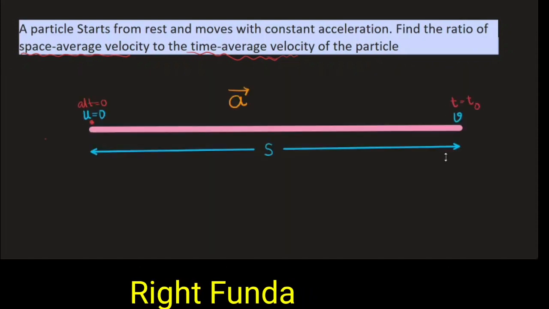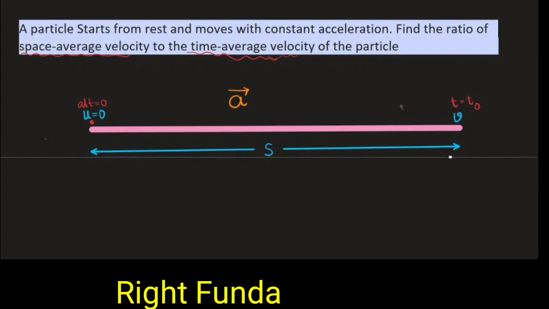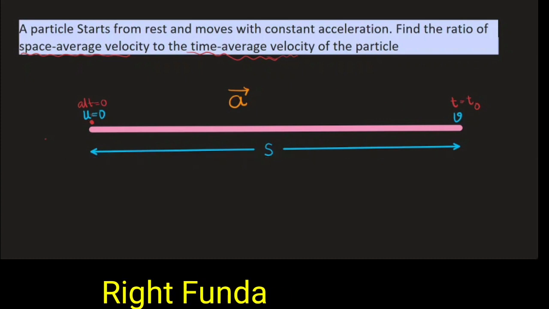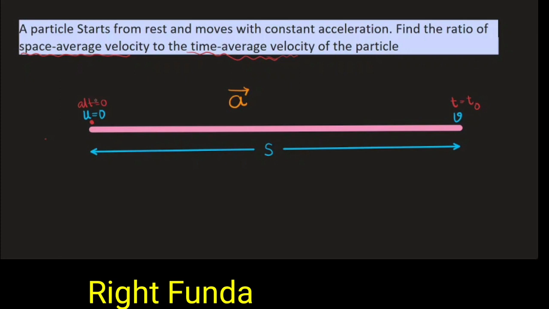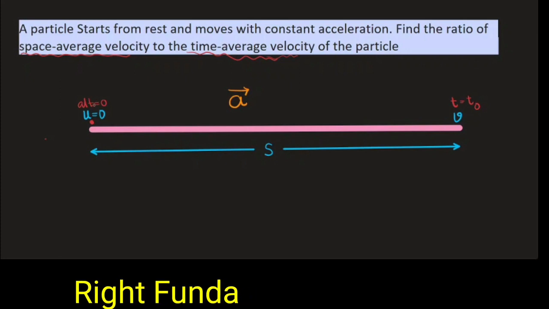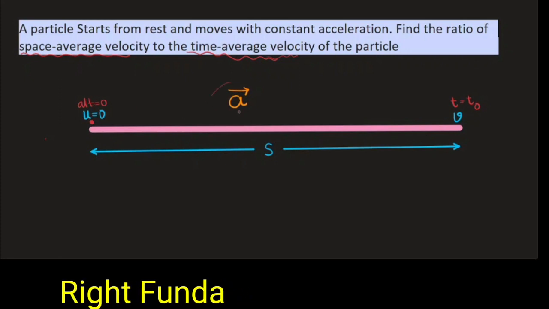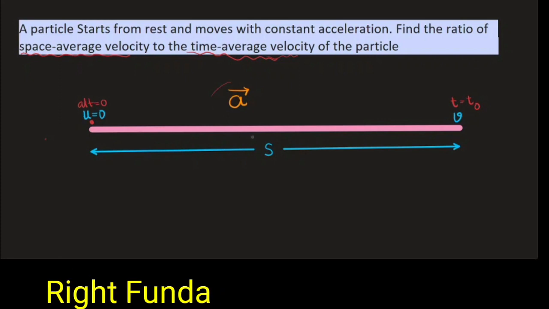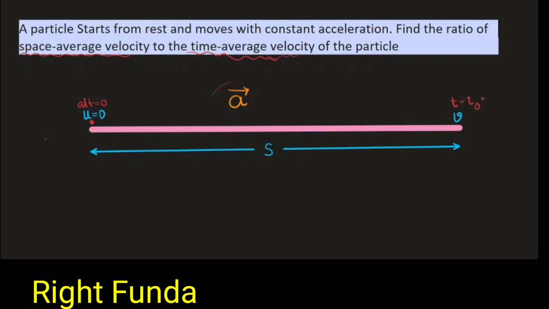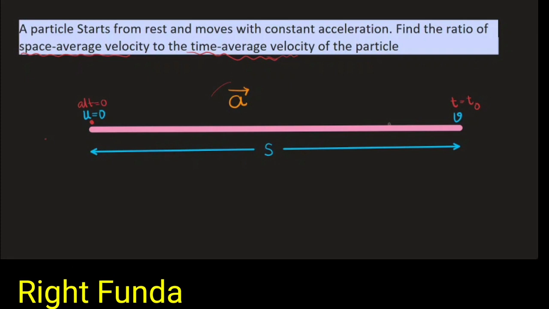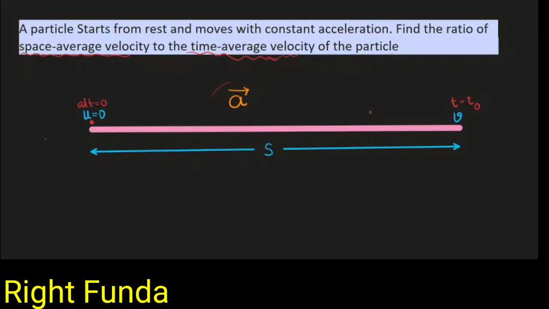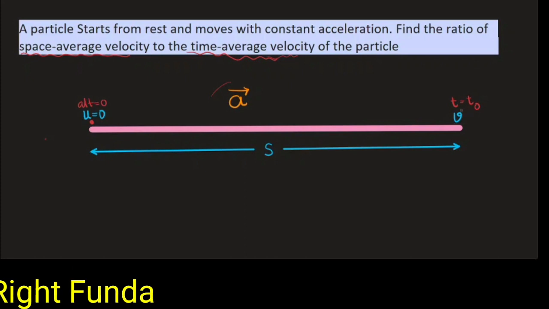Suppose a particle starts here, and initially it starts from rest. So u was equal to 0 at t equal to 0. When the stopwatch says 0, you start your stopwatch and it moves with a constant acceleration a and it travels like this. Suppose at any time t naught, it has covered s displacement, and at the end of t naught time it attained v velocity.